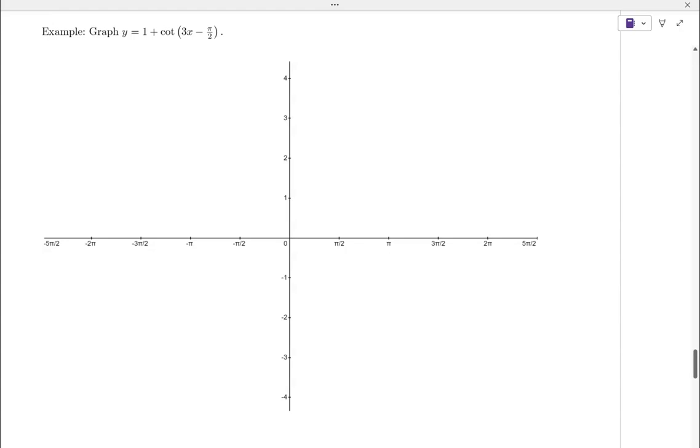We'll start with a cotangent graph. So again, just to remind, our cotangent has asymptotes where the sine crosses the x-axis. So we'll get vertical asymptotes at all the multiples of pi.